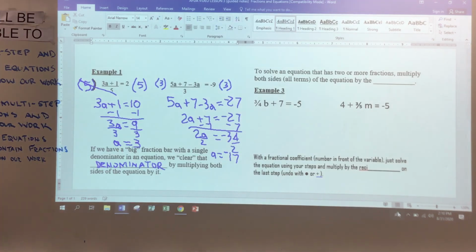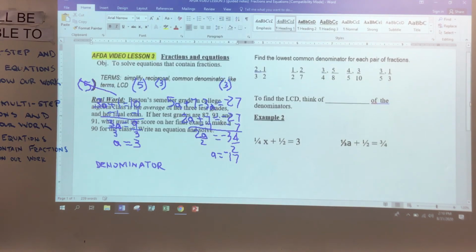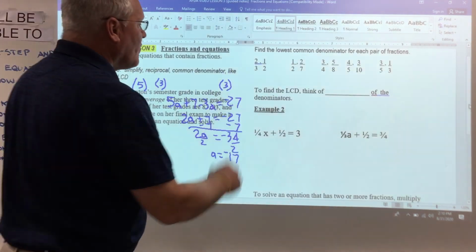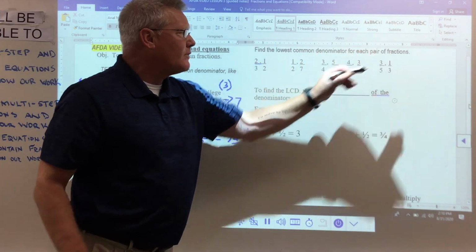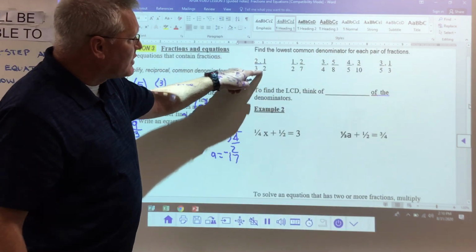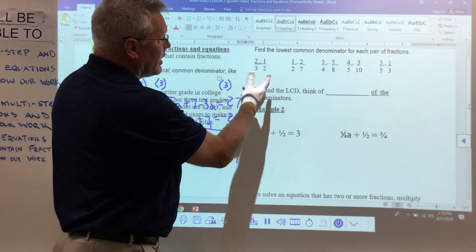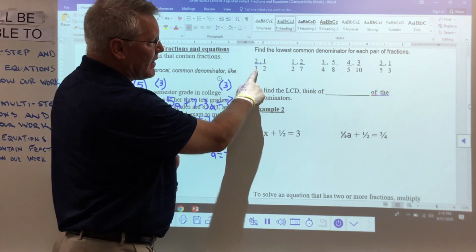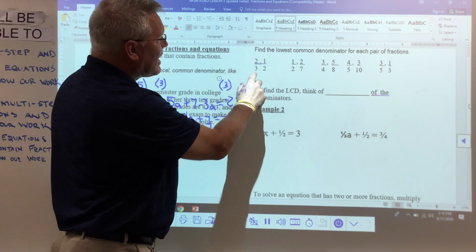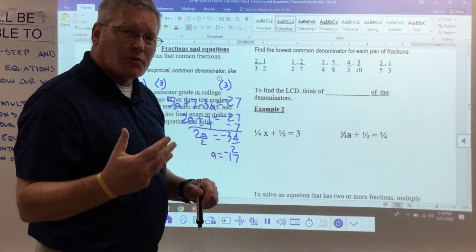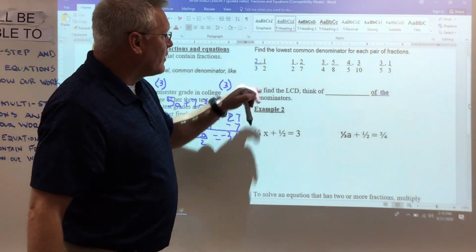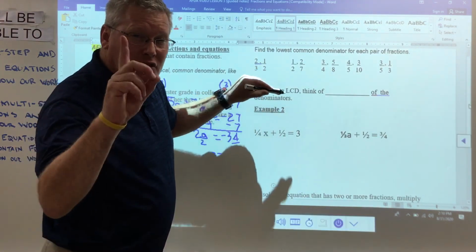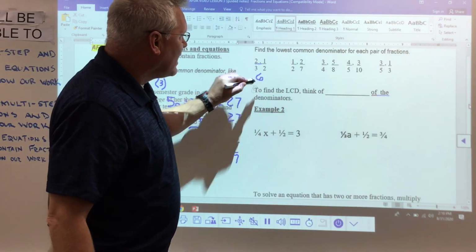Now, move on over to the other side of your notes here. We're going to keep going here pretty quickly. Now, over on this side, it says find the lowest common denominator for each pair of fractions. So we have a 2/3 and a 1/2. So if you remember, to find the lowest common denominator, or the LCD, least common denominator, you have to think of multiples of 3 and 2. So 3, 6, 9, 12, and so forth. 2 would be 2, 4, 6. The first number that I mentioned that they have in common is 6.